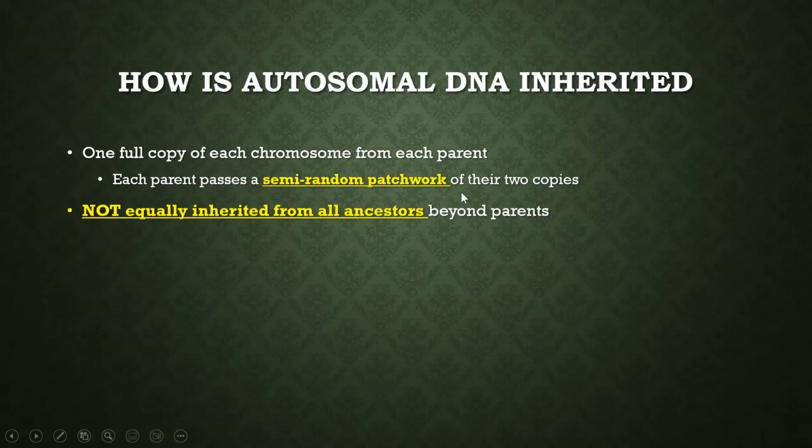And because it's semi-random, it's not equally inherited from all your ancestors beyond your parents. So you do get 1 full copy from each parent, but beyond that, you don't get exactly 25% from each grandparent. You may have 30% from one grandparent and 20% from another. So it's kind of just luck of the draw who you get the different portions of your autosomal DNA from.